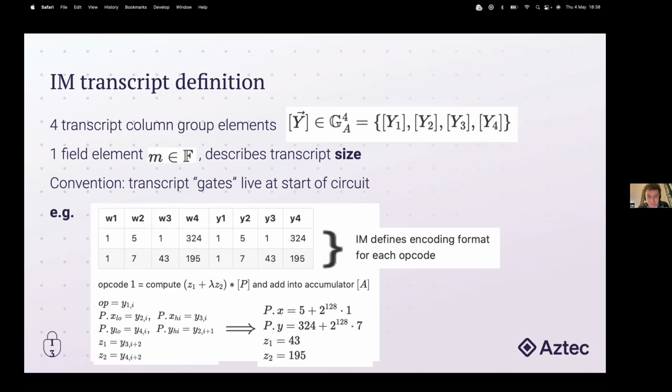And so this is the idea of an opcode. Again, I'm assuming that you have some elliptic curve endomorphism to break up your 256-bit scalar mul into 128-bit chunks. And that's what lambda here is. So the instruction will be: you have these two 128-bit scalars, z1 plus lambda z2, times P, add it into an accumulator array. That will be the opcode.